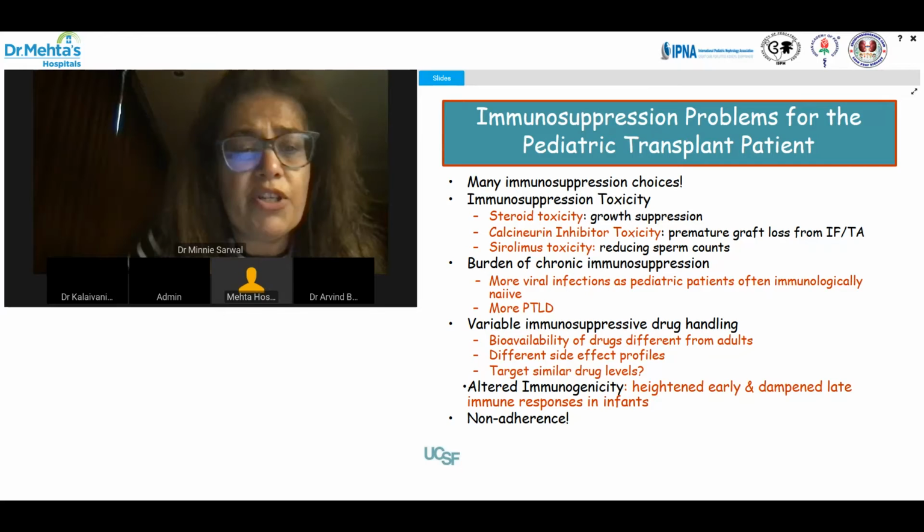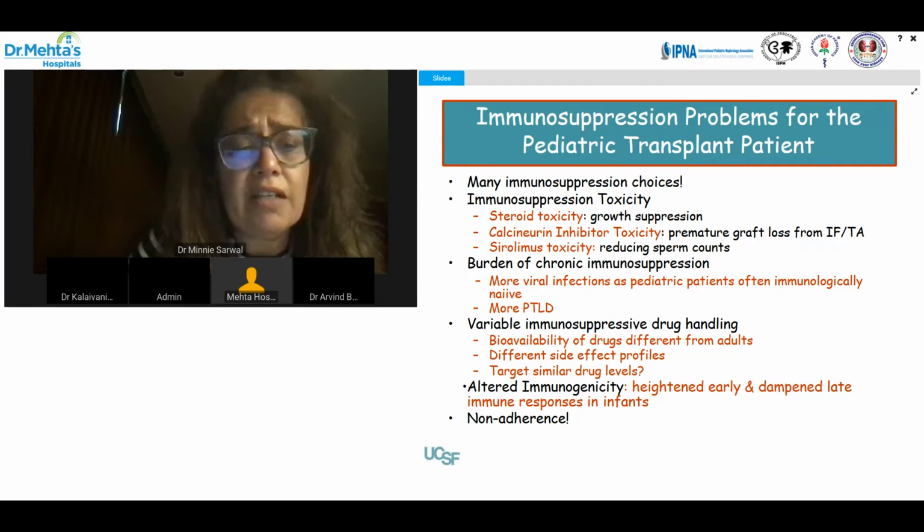There's also the burden of chronic immunosuppression, such as more viral infections, as we know most of our pediatric patients are immunologically naive. Because of being EBV negative, and most pediatric patients receiving either EBV positive donors or getting EBV infection after transplantation, this could also increase their risk of post-transplant lymphoproliferative disorder. There's also variable immunosuppressive drug handling in the young child. The bioavailabilities of these drugs could be different from adults and are very poorly studied and understood. There are also different side effect profiles of some of these drugs, and this largely can relate to things like the availability of, for example, MMF and mycophenolate MPA levels, which in adults have been defined, but again, it's unclear if the same trough levels would have the same efficacy or indeed have greater toxicity in children.